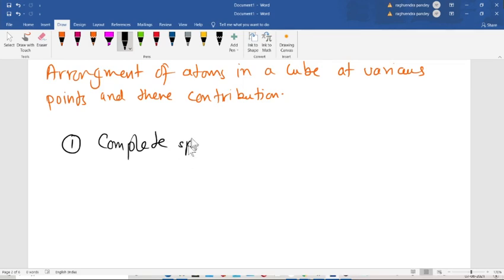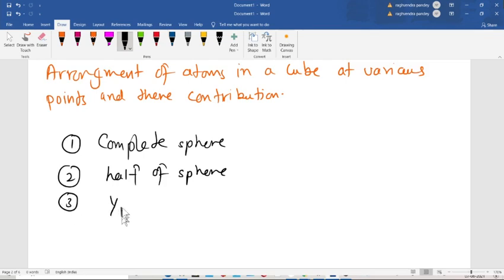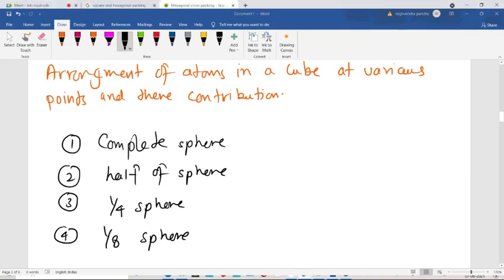Complete sphere. Then it is half of the sphere, or semi-sphere, whatever you want to say. Half of sphere, then 1/4 sphere, and then 1/8 sphere. It's not that you don't know this. I know that all of you know this, but it is very important here to see how they are arranged inside the cube. That is important.